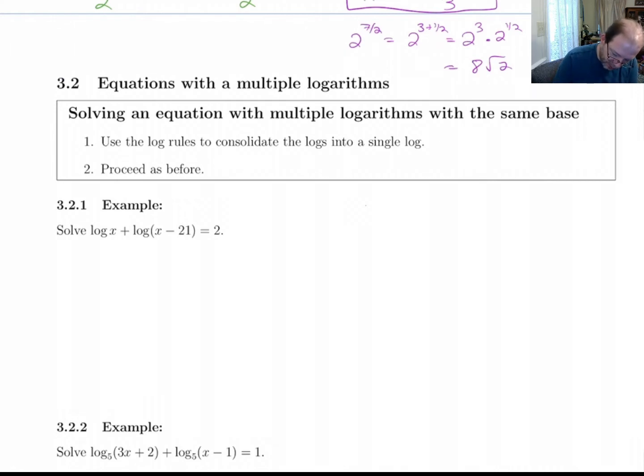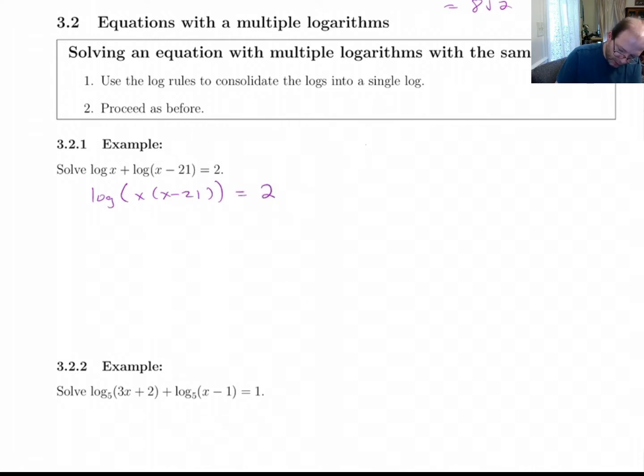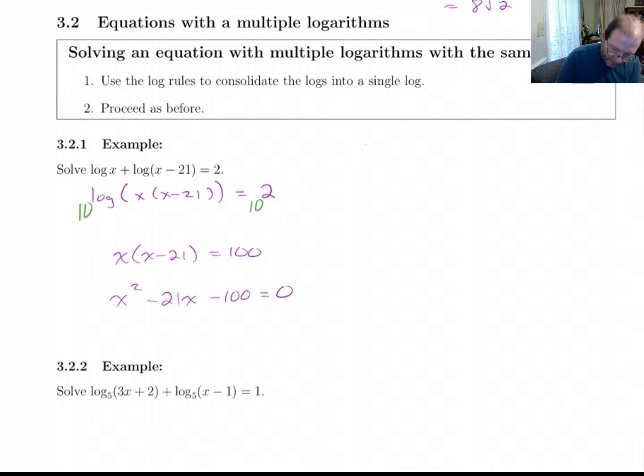All right, so this first one, we've got log x plus log (x minus 21) equals 2. So we'll put those together to get log of x times (x minus 21) equals 2. So now we will do 10, this is a base 10 log, so 10 to each side. So that gives me x times (x minus 21) equals 100. Now I'm going to distribute the x across, get x squared minus 21x minus 100 equals 0.